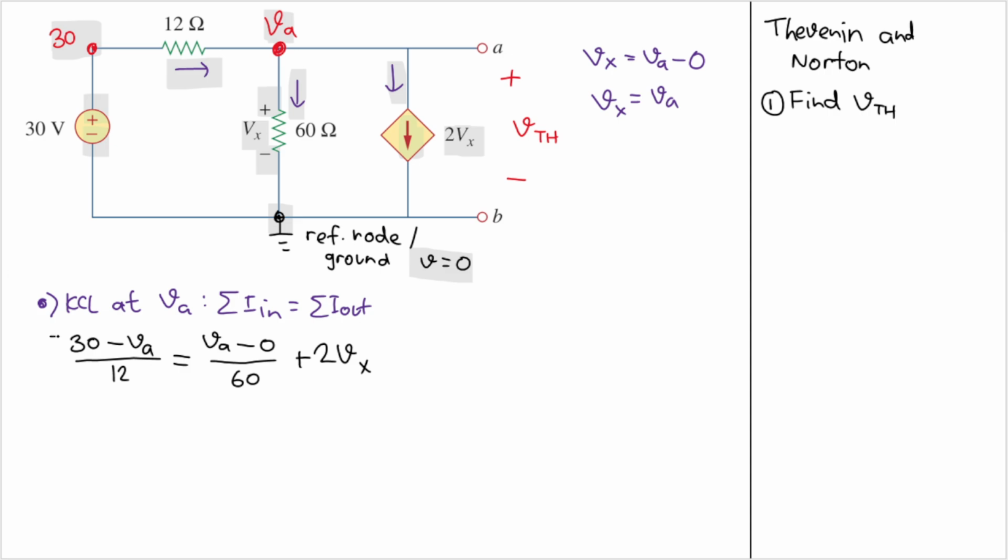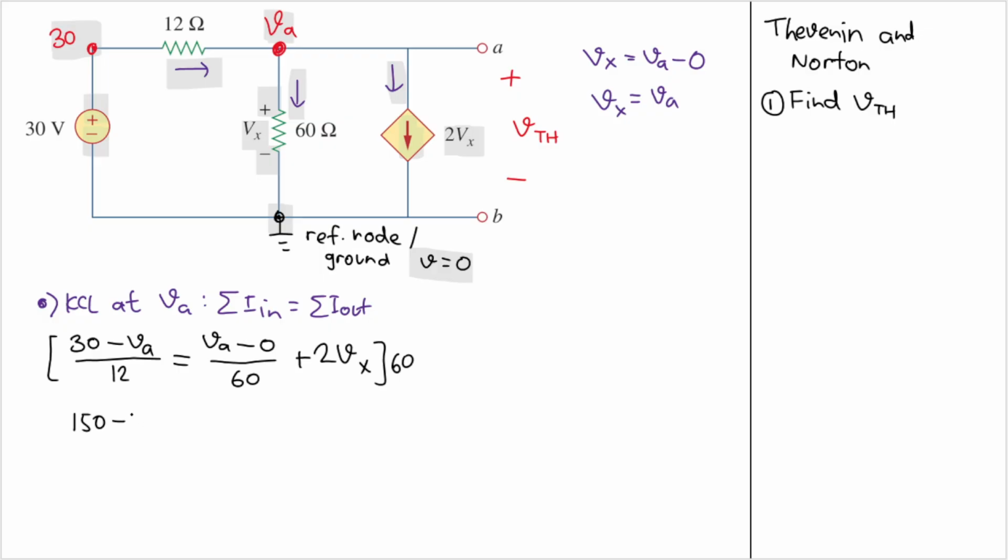Now, what can we do from here? I think we can multiply both sides by 60. 60 is the least common multiple of the denominators here, because we can cancel out 60. 12 and 60 will cancel into 5, so we multiply 5 to the numerator.